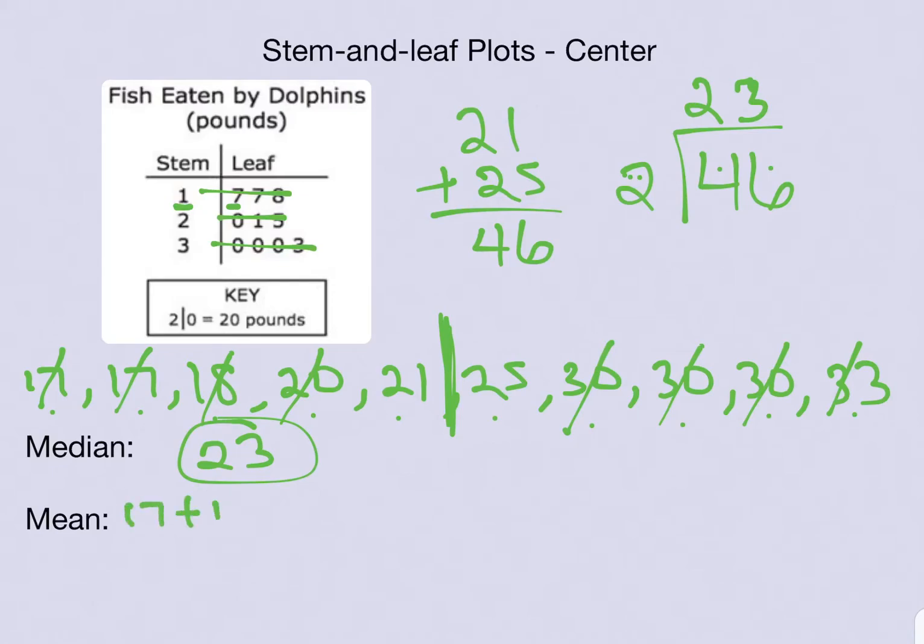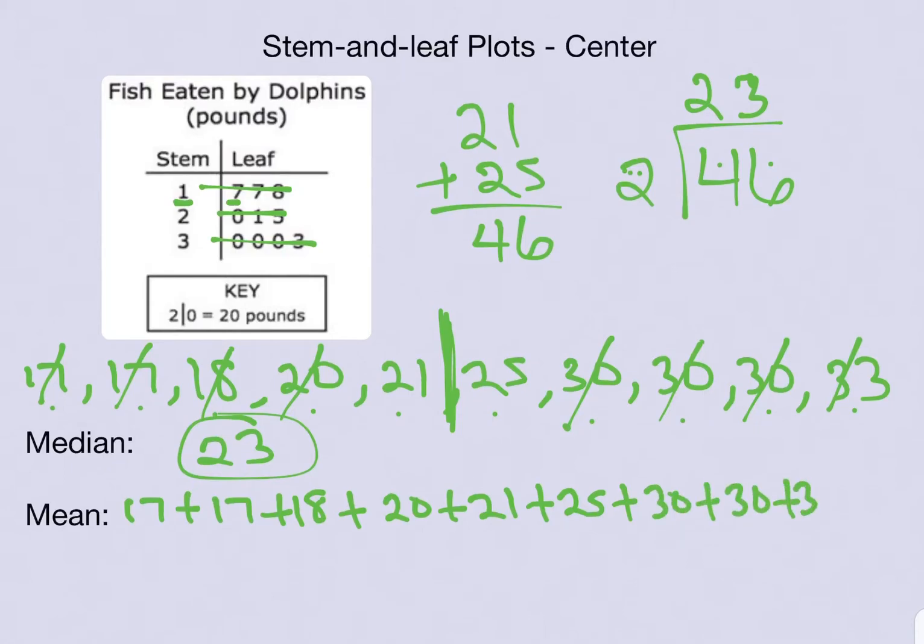Okay, you find the mean the same way we always have. We're going to add up all the data points, all 10 of them, plus 25, plus 30, plus 30, plus 30, plus 33. I would not recommend adding all these up at the same time. I would add 2 at a time until you get your total. Your total should equal 241.